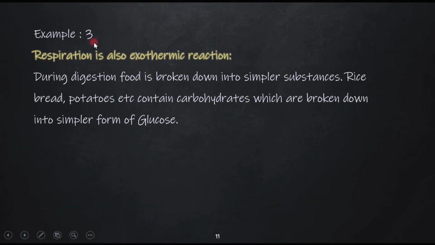Dear student, example 3. Respiration is also an exothermic reaction. During digestion, food is broken down into simpler substances. You have already learned that during digestion a complex form of food is converted into a simpler form. Rice, bread, potatoes, etc. contain carbohydrates, and hence this type of food must be broken down into the simpler form of glucose.